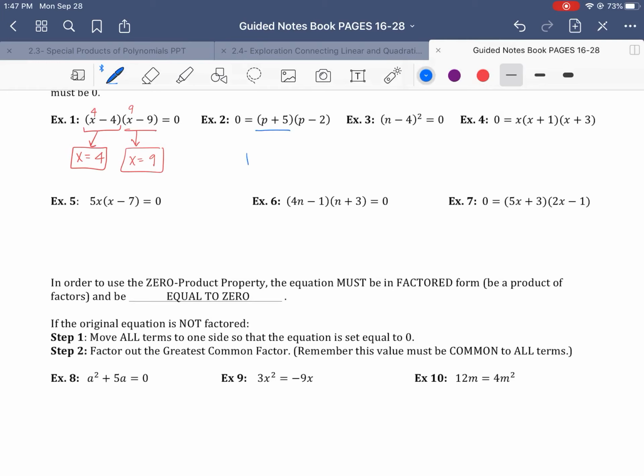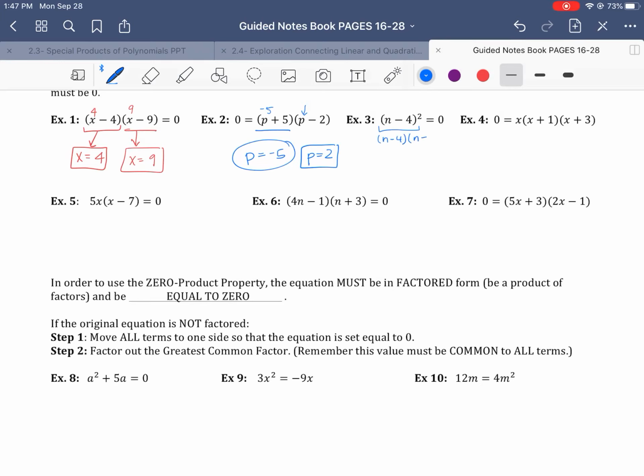Continuing forward again, here we would have p, and it's a positive 5, so we need a negative 5 to add to get 0. And here we've got p minus 2, so a positive 2 would add to 0. Notice on this next one, it's squared. Doesn't really matter though, right?